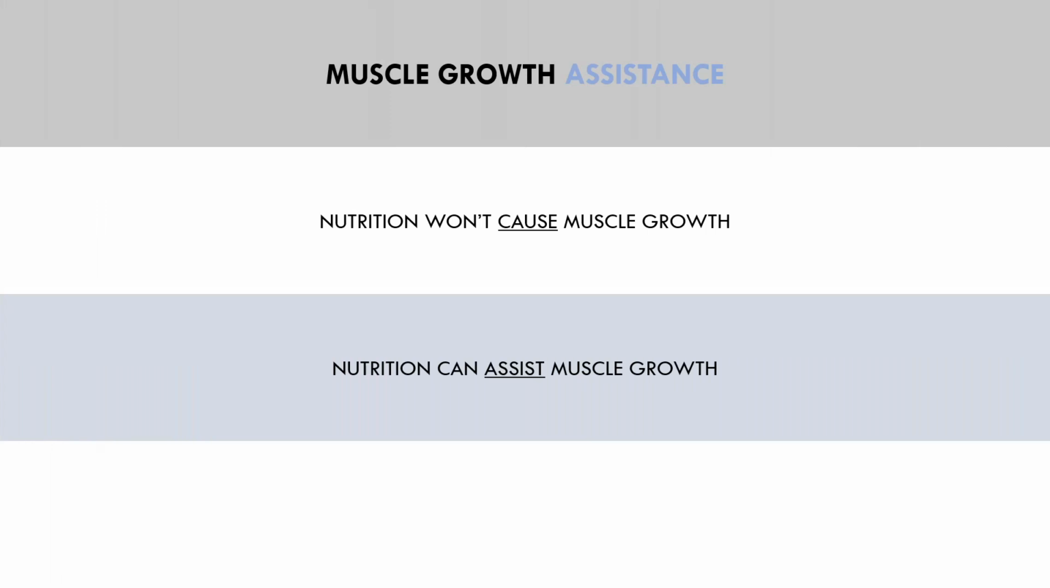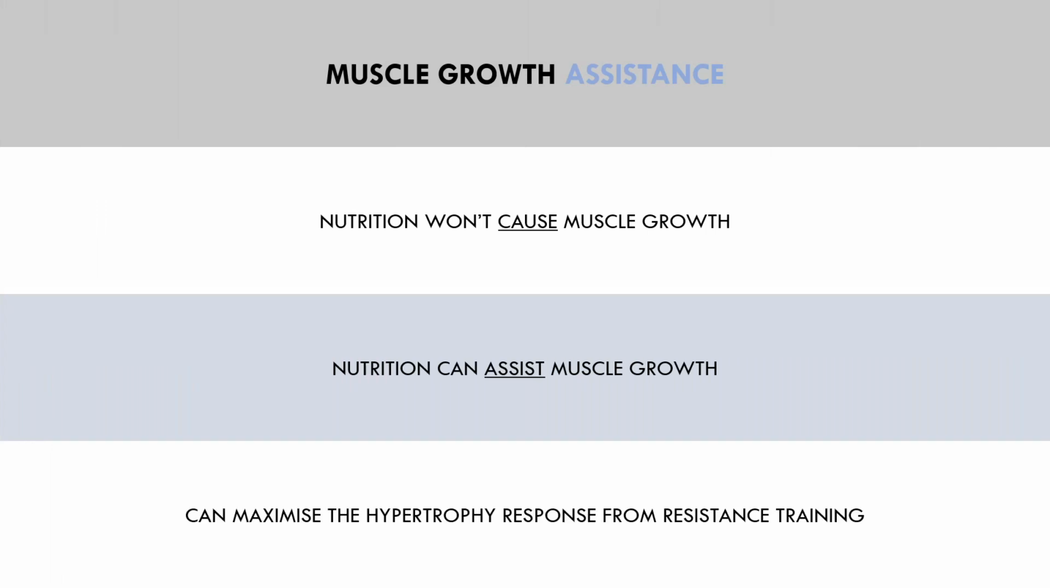Nutrition can be manipulated in a way to maximize the muscle growth response that was initiated with resistance training. Manipulating nutrition to maximize muscle growth is a whole topic in itself, so we won't go into all the details. However, there are two main nutritional factors which can contribute to greater long-term muscle growth.